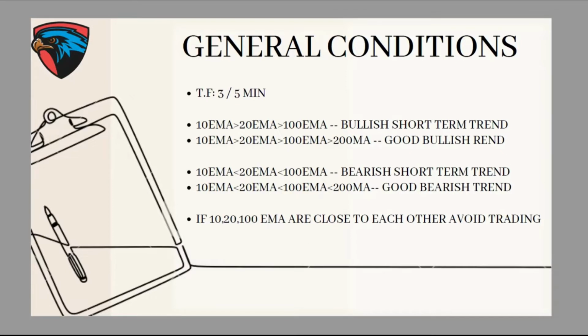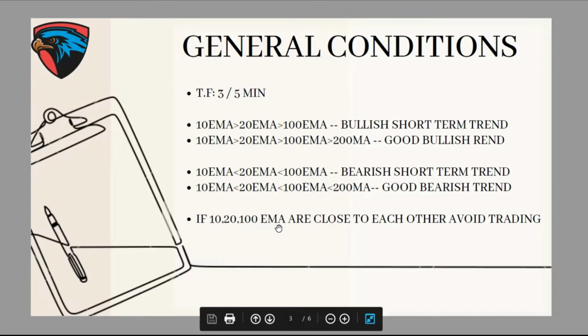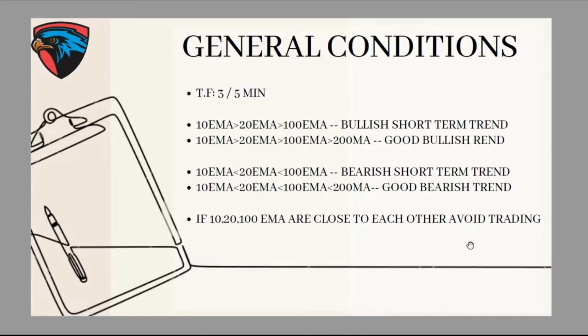Another condition is that if all these 3 exponential moving averages are very close to each other, then at that time we will avoid entering any type of trade. We will just wait and watch until it has the proper setup, because if they are together, there is a chance that this condition looks proper at one point, but in the next candle it will change, because these are exponential moving averages, so they change quite a lot with the price. So these are the general conditions.